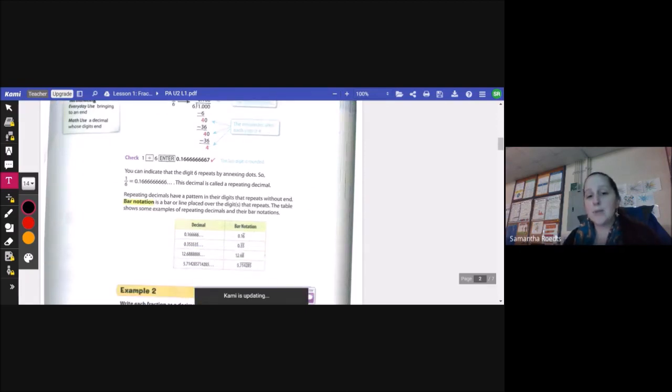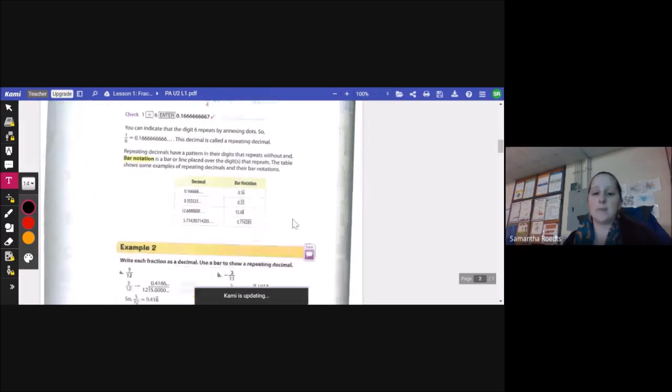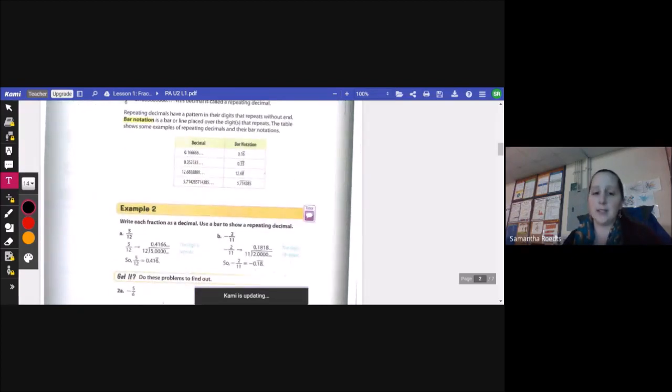This decimal is called a repeating decimal. Repeating decimals have a pattern in their digits that repeats without end. Our notation is a bar or line placed over the digit or digits that repeat. The table shows some examples of repeating decimals and their bar notations. So 0.16 repeating, I have 0.16. Notice the bar is only over the digit or digits that repeat. For 0.353535, notice the 35 is what's repeating, so I have 0.35. The bar is over both the 3 and the 5.